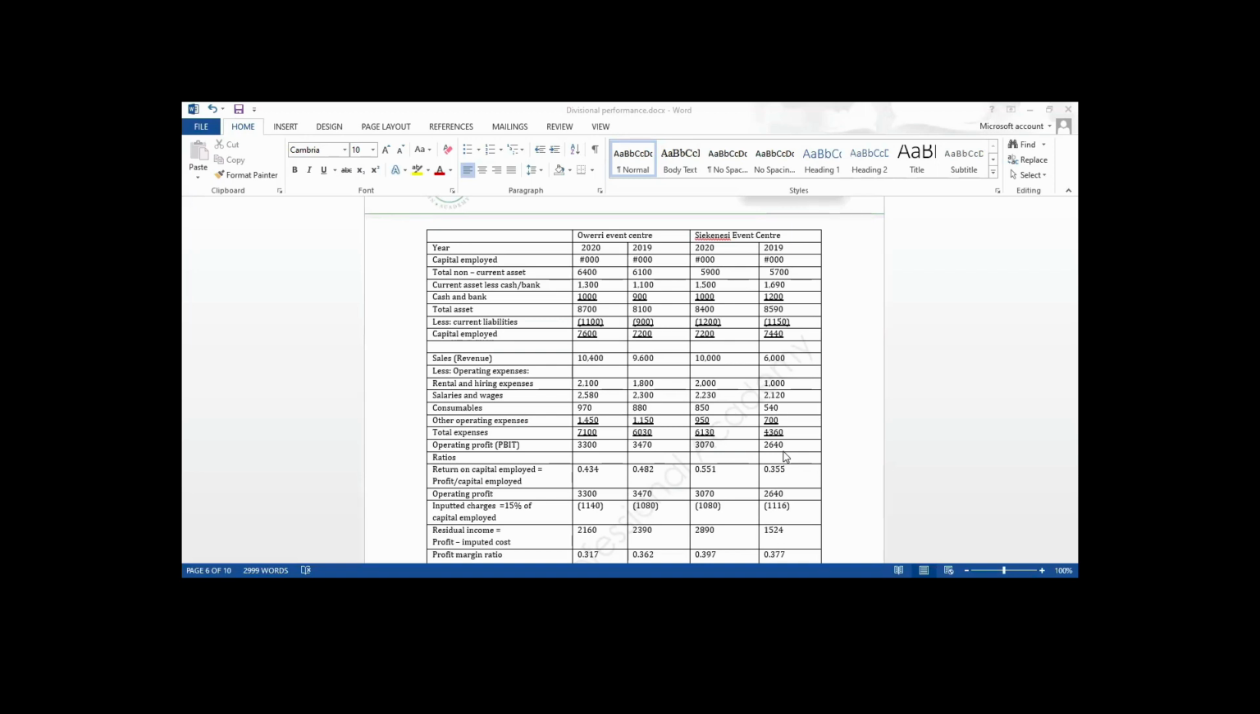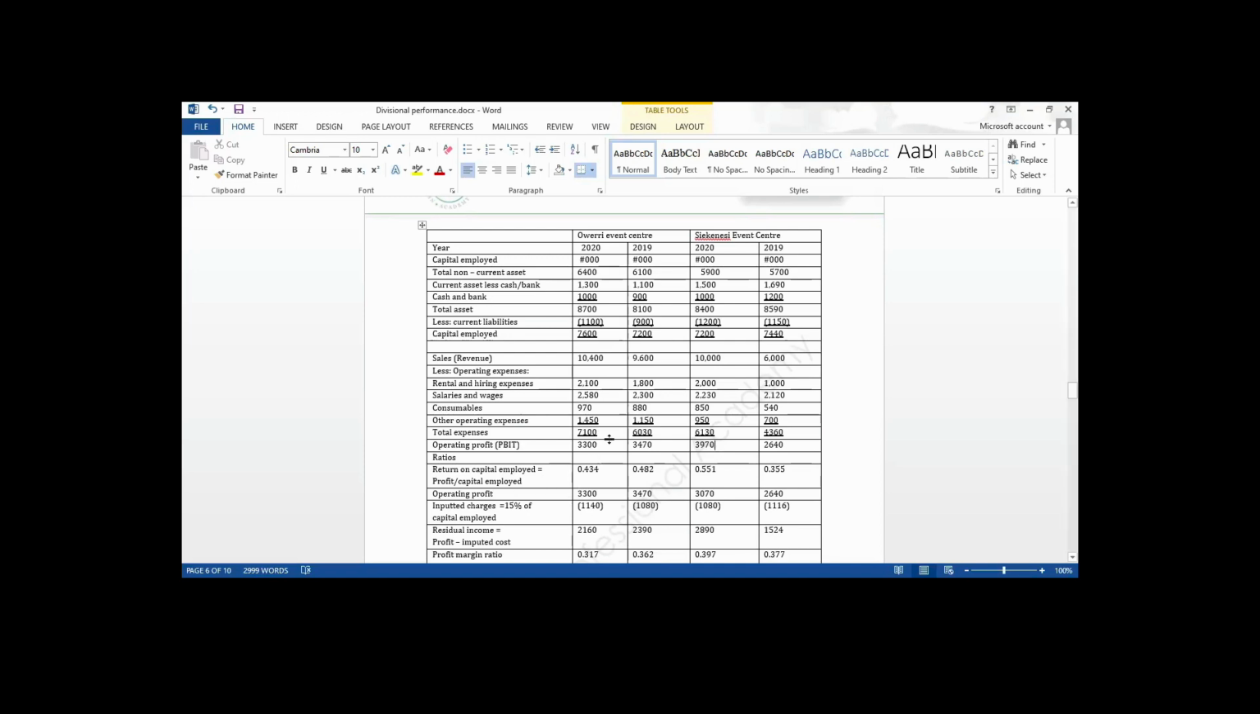Have you confirmed that, please? You can now come to the ratio. Return on capital employed. Sir, this operating one is, sir, the 2020, 3,970. Oh, this is wrong. Yes, 2020 for CKNSC, 3,970. Okay, let's see how it goes.